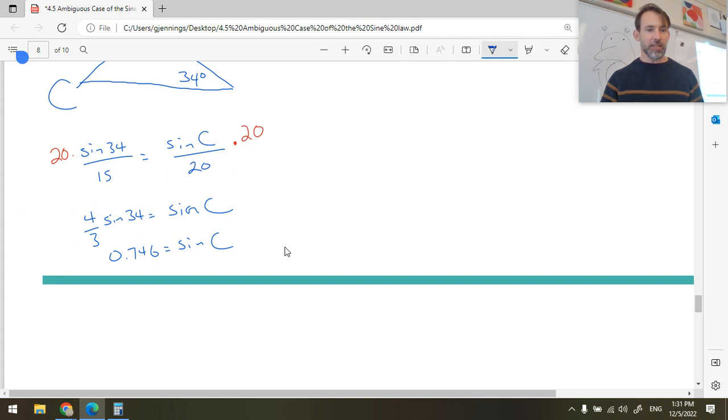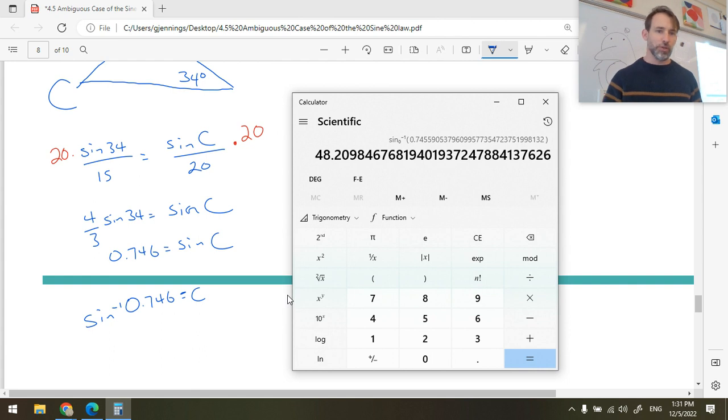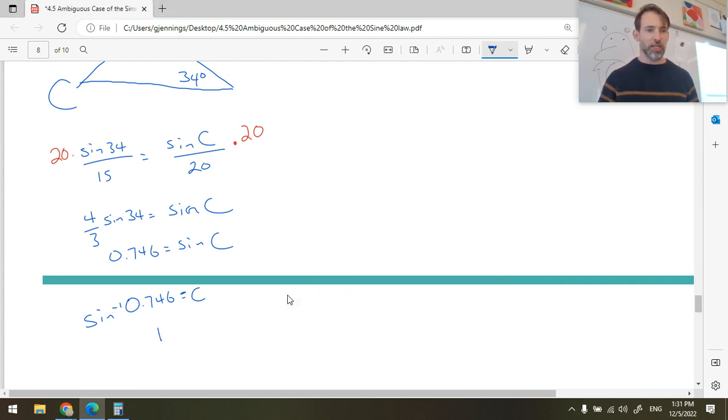So now I take sine inverse. Sine inverse of 0.746 equals C. Let's find out C. I still have the whole decimal there, and I just do the second function inverse sine to tell me 48.2. 48 is plenty of detail. I'm going to be fine with 48 degrees equals C. Circle it. That is one of the possible answers.